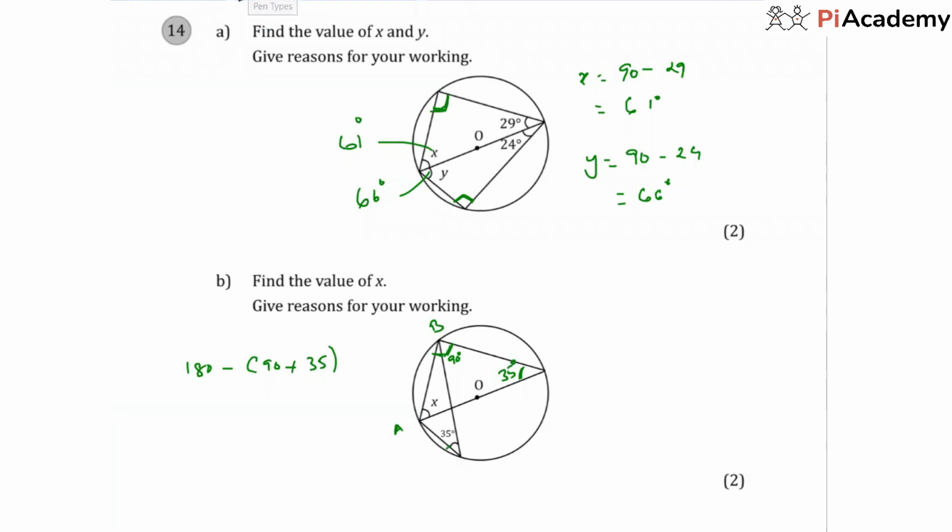Understand this, angles in the same segment are equal, okay? So this angle is equal to this angle. So they're equal. So 180 minus 90 plus 35 will give you how much? 90 plus 35 is 125, right? 180 minus 125 is 55 degrees, right? Make sense, guys? Yes, makes sense. Wonderful. Let's go to the next question.